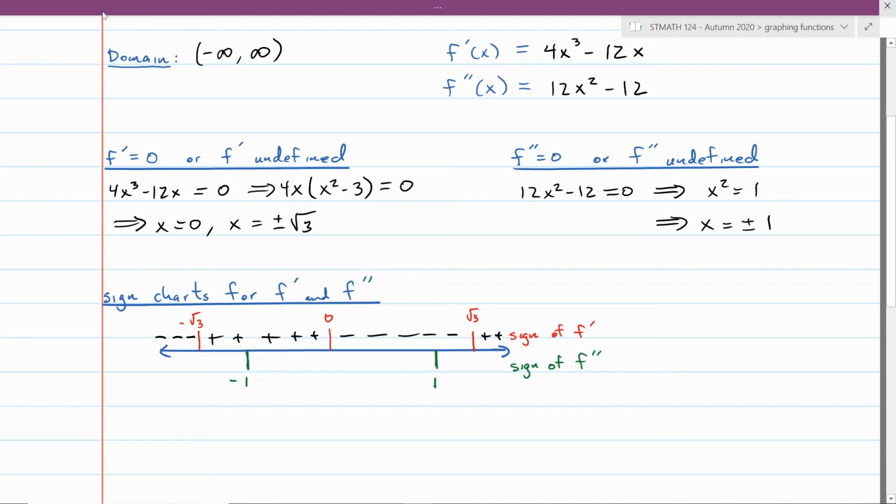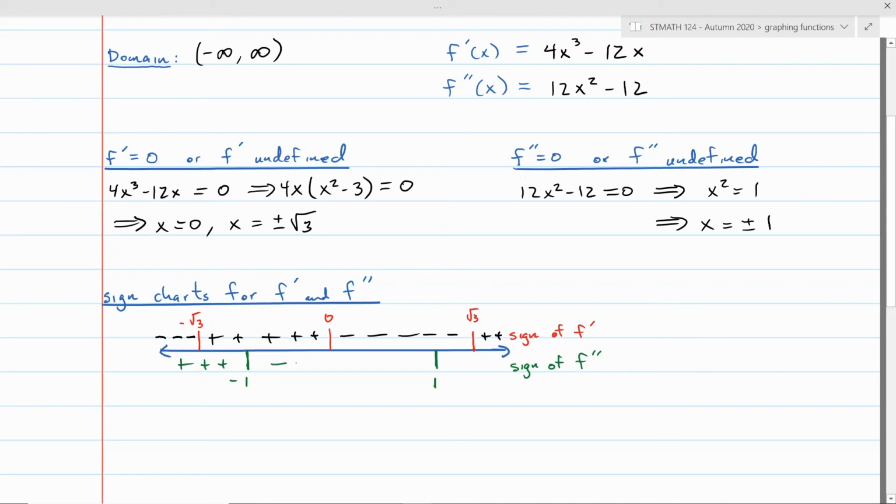All right, and then we'll do similarly, plug numbers into the second derivative to check these intervals. If I plug negative 2 in there, I would get a positive value. And then if I plug 0, that would be intermediate, I'd get negative. And then I'll get a positive over here.